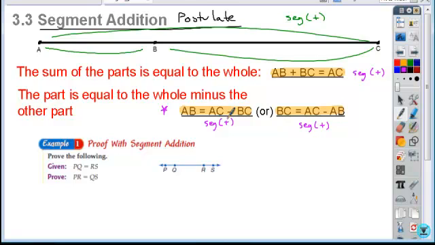And there's no such thing as segment subtraction postulate. Okay? Some of you are going to mark that, okay, but there's no such thing. All of those are forms of segment addition.